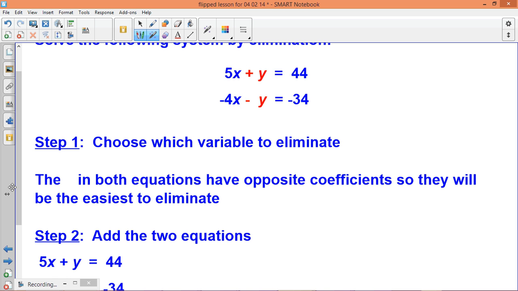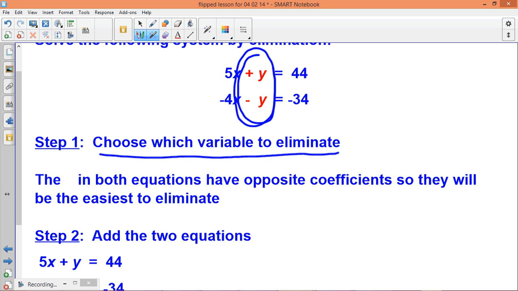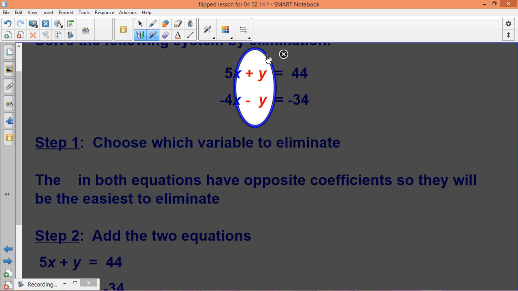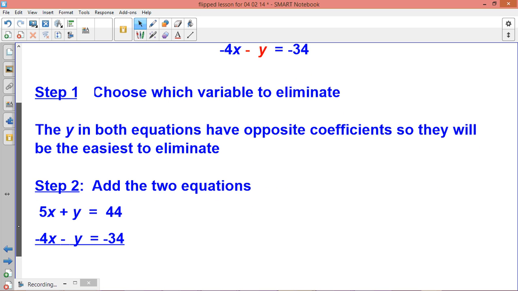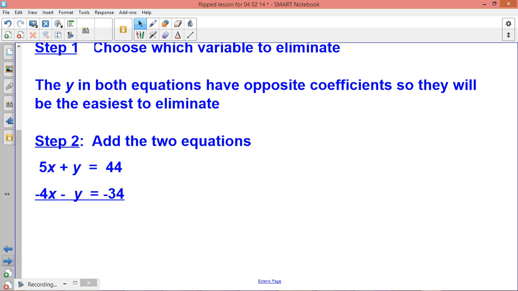So to solve by elimination, step 1, choose which variable to eliminate. We are going to eliminate the one that is easiest to get in this form, where I have additive inverses of each other. So we're going to eliminate y. The y in both equations have opposite coefficients, so they'll be easiest to eliminate. Then what we are going to do is this funky thing that might seem a little strange at first. I am going to take both of these equations and add them together.